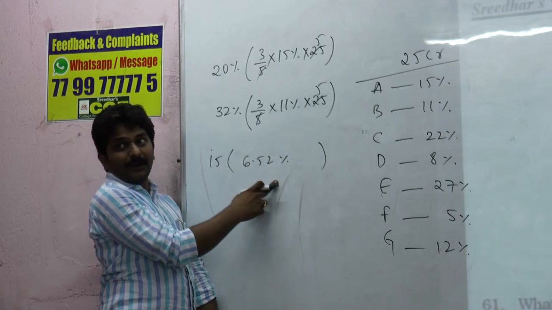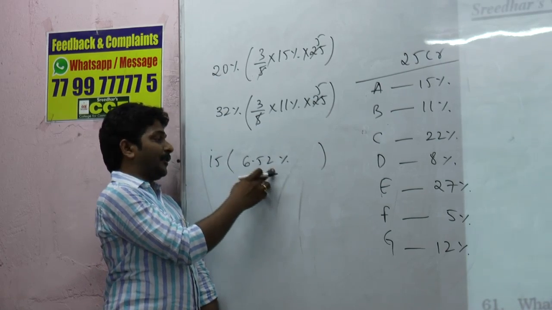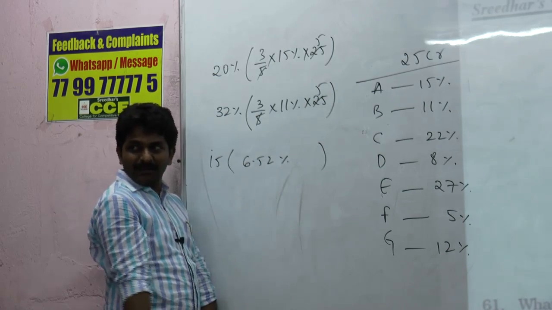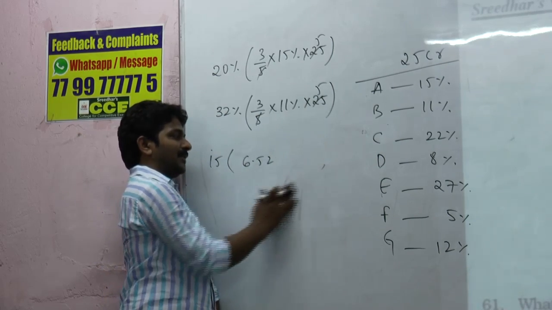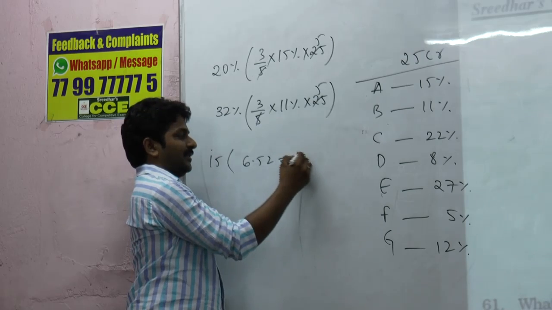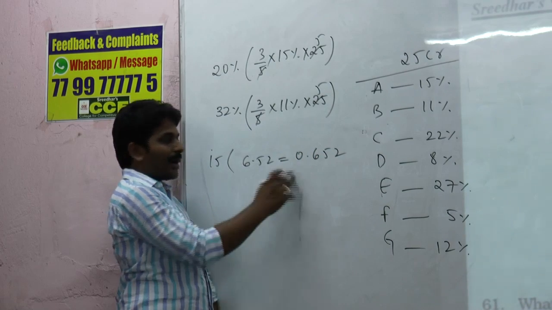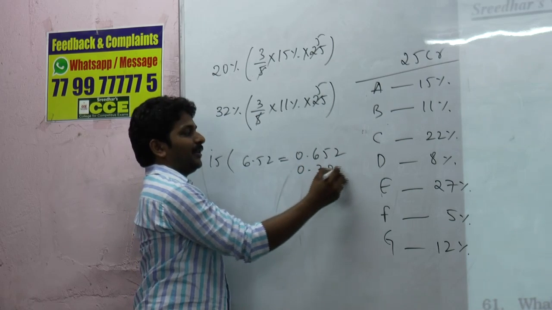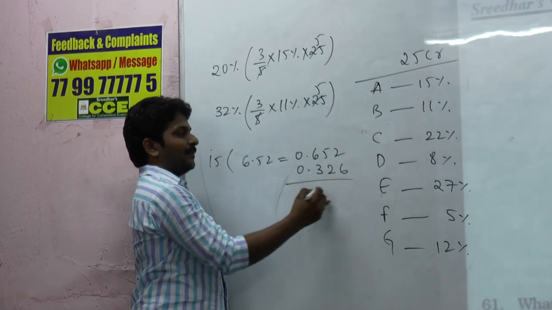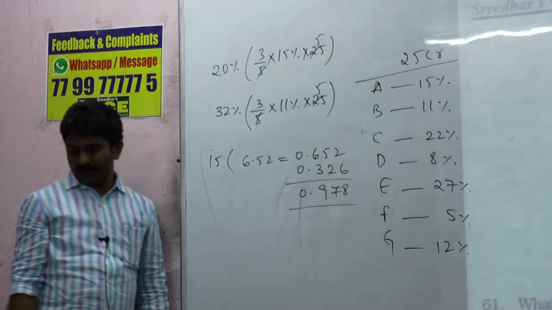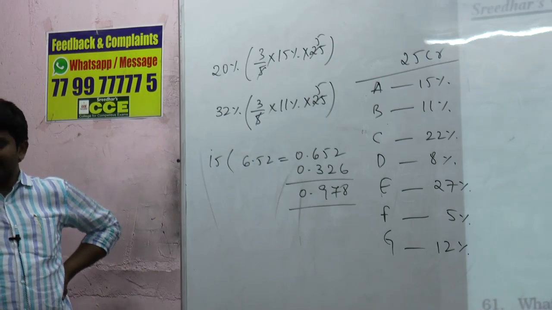15 into 6.52%, or 6.52% of 15, or 15% of 6.52, one and the same. 10% plus half of it. 10% of this number, how much is that? 0.652. Half of this number, 0.326, so 0.978 crores, 97.8 lakhs.